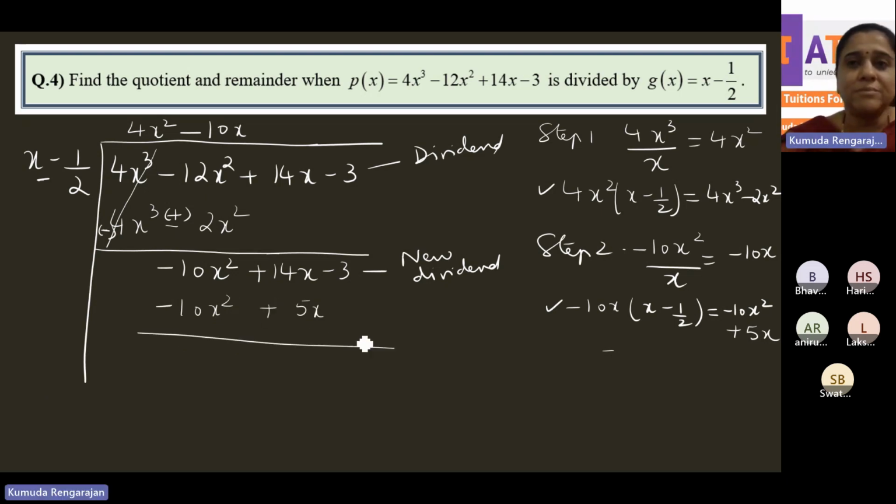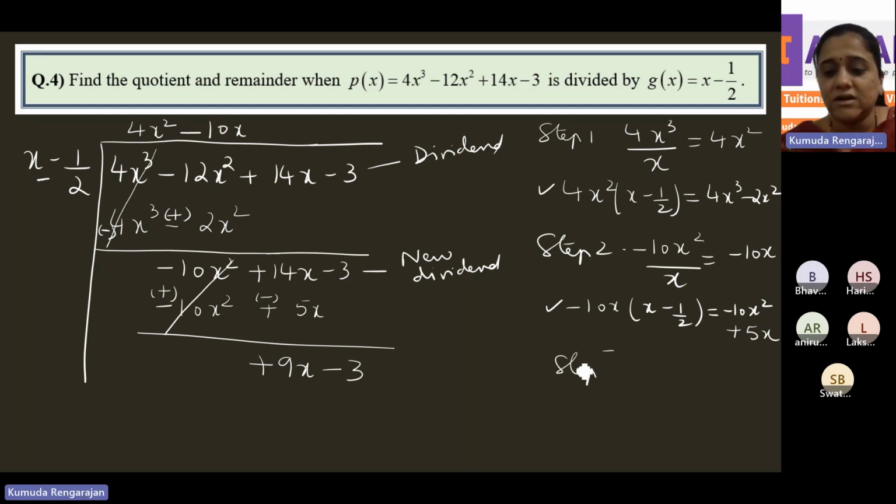Now we need to subtract, which means we change the signs. Minus becomes plus, plus becomes minus. Minus 10x squared plus 10x squared gets cancelled. Plus 14x minus 5x is plus 9x. Minus 3 comes down. Repeat. Step 3. This is again a new dividend, the latest dividend.